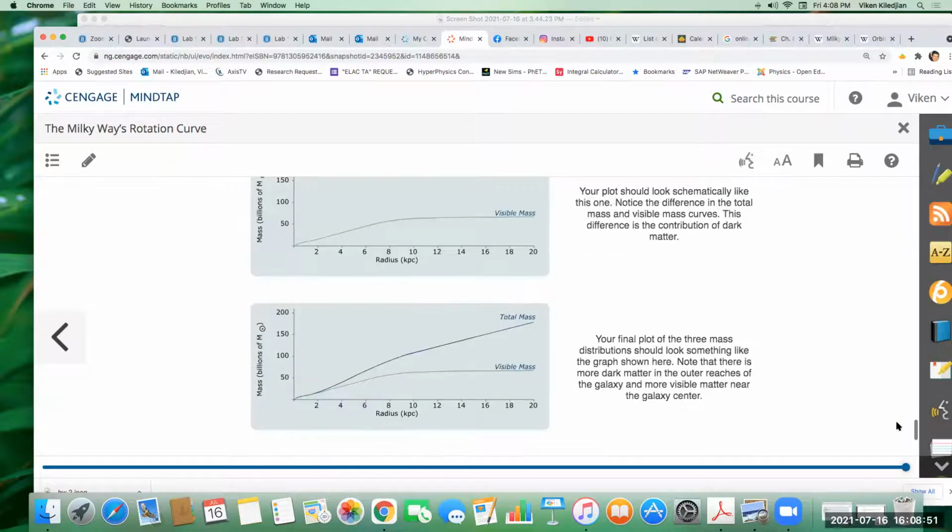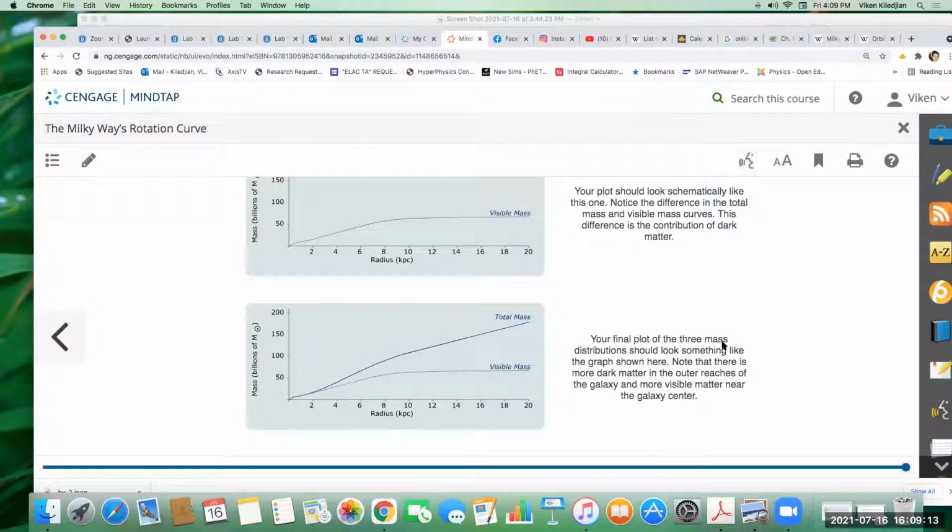This is the total mass of the Milky Way, and this is the mass of visible matter of the Milky Way. And notice the gap between them is increasing. So most of the dark matter is located towards the outside of the Milky Way. You see that?